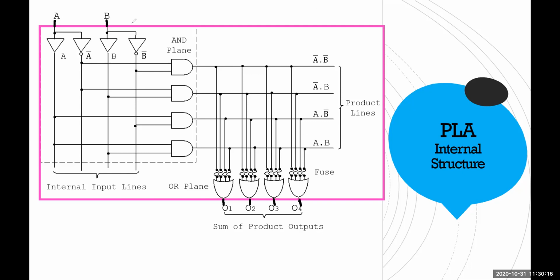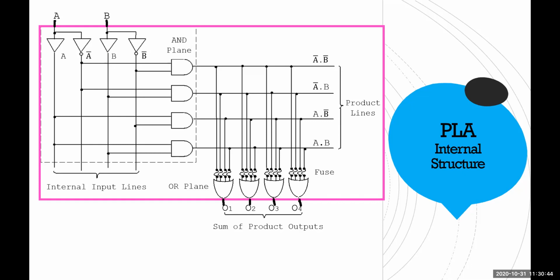What are the things inside? You have a non-inverting buffer and an inverting buffer. Inverting buffer means NOT gate. So here you have A, and here you have A bar. Here you have B, here you have B bar. Now, these lines will go directly across the IC.